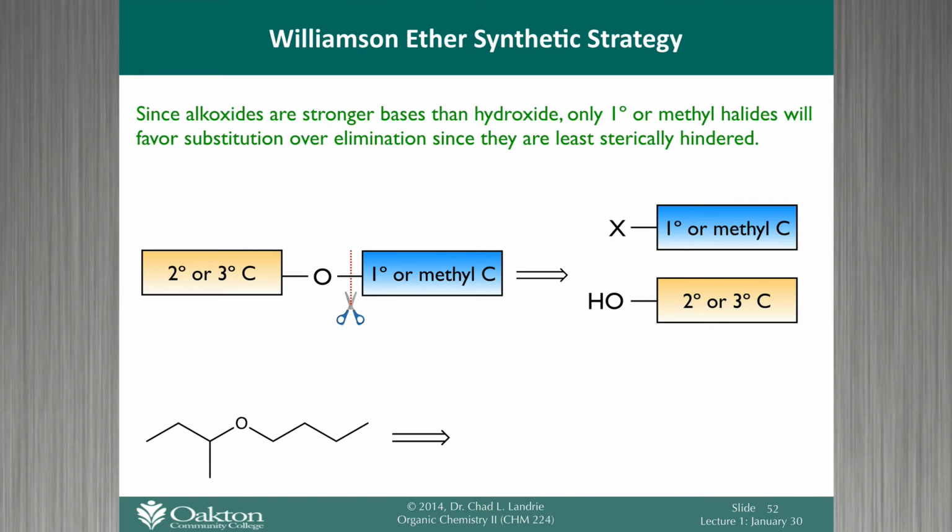So if I were to make this molecule right here, I've got a sec-butyl group on the left, and I've got just an n-butyl group on the right. I could do a retrosynthesis two different ways. I could form the bond between the oxygen and the secondary carbon, or I could imagine forming the bond between the oxygen and the primary carbon. However, the only way that will work is to form the bond between the oxygen and the primary carbon. So these are the two pieces that I want to use. If you tried it the other way around, elimination would be favored. We'd get an alkene.